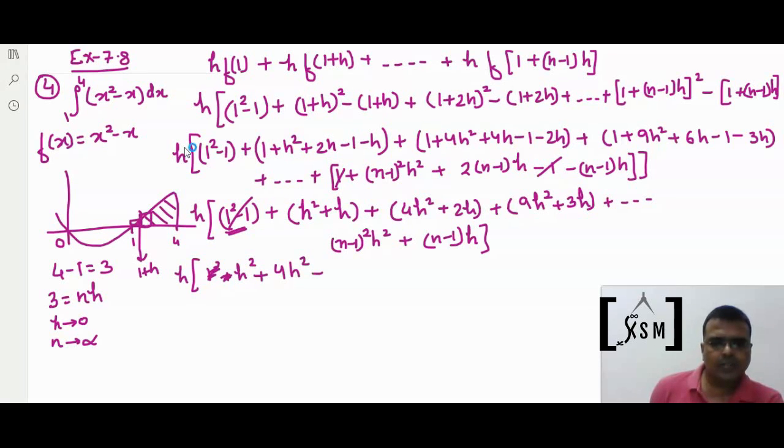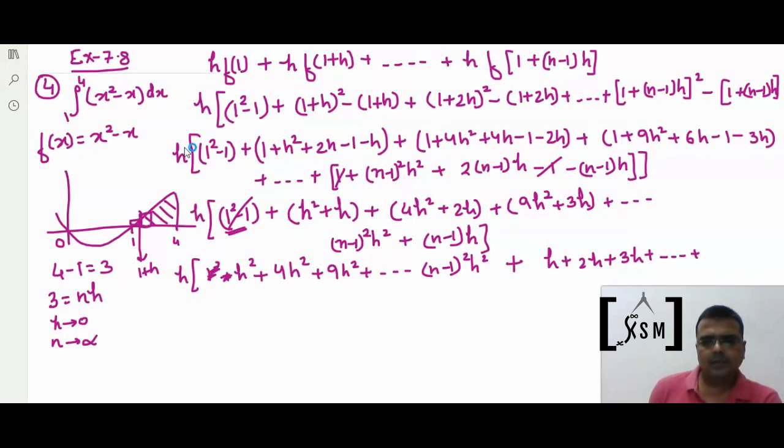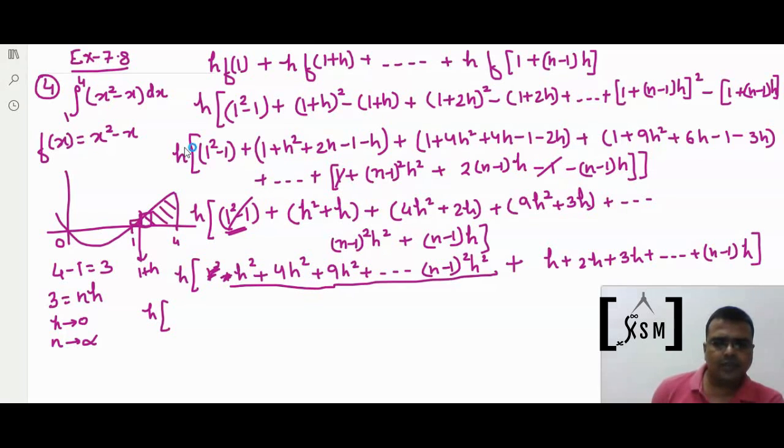Squares: 4h square plus 9h square, and like that up to (n minus 1) square h square, right? And then for the non-square part we are writing h plus 2h plus 3h, and like that up to (n minus 1)h. Fine. Now from the first category, from this part, we are taking h square common from all of them.